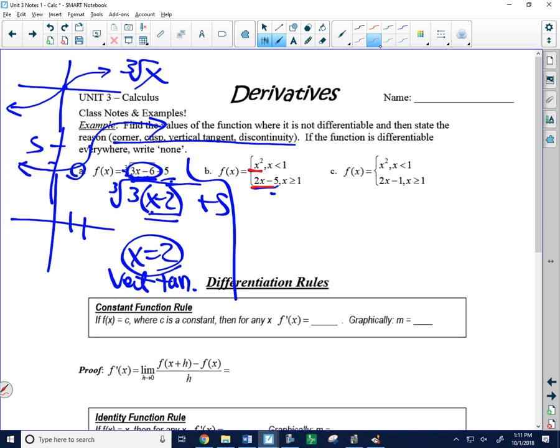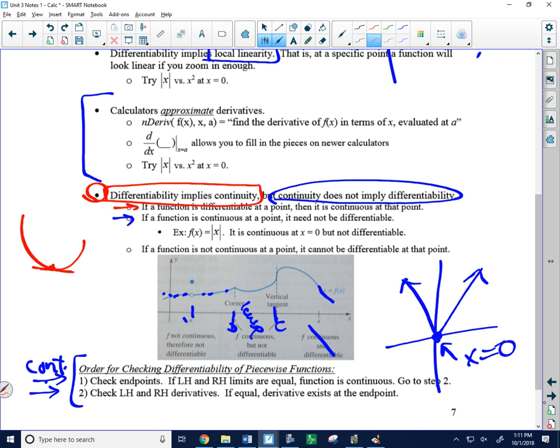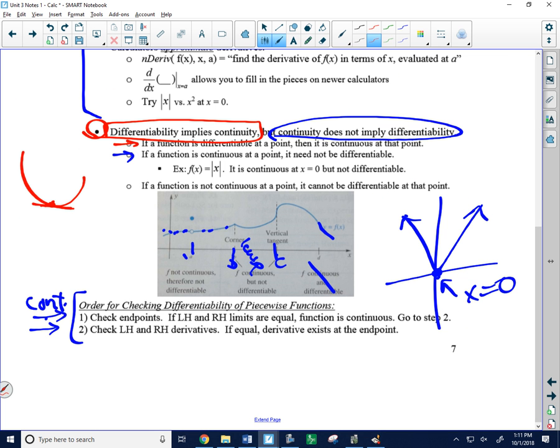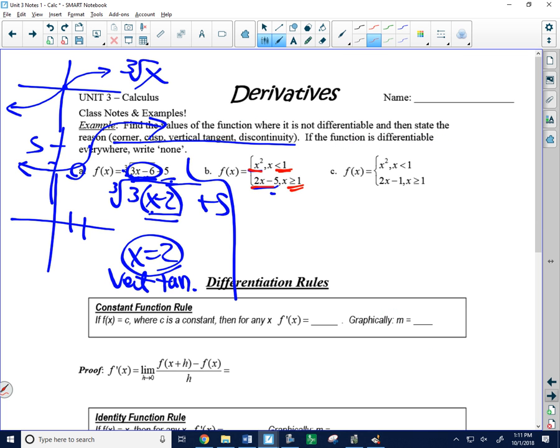The only question is at 1. Remember what it is with continuity? The main question is usually where it connects. Is it even continuous? This is what I was talking about back here. First, you have to see, is it even continuous? If it is, then you've got to check the slopes. All right, so let's do this one.